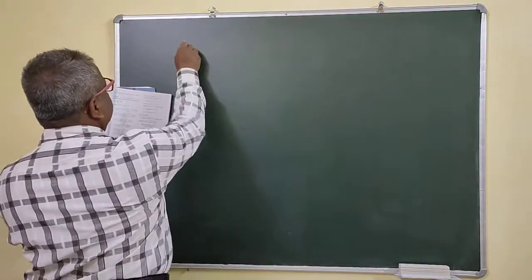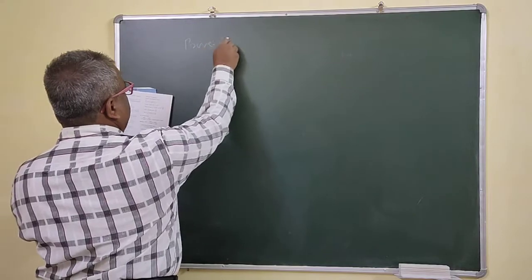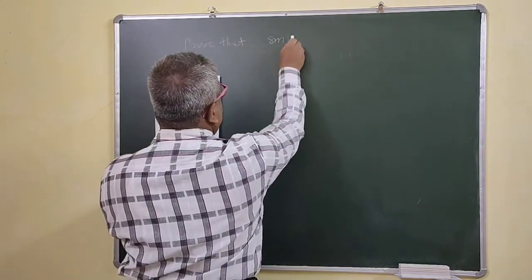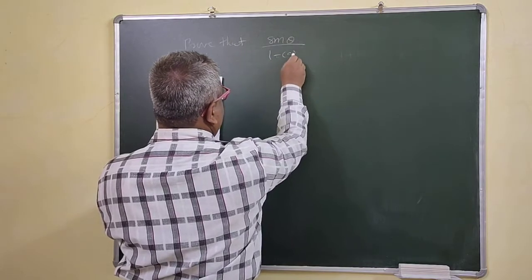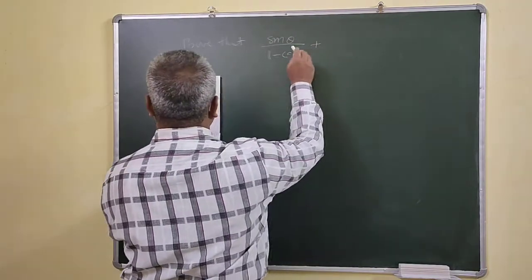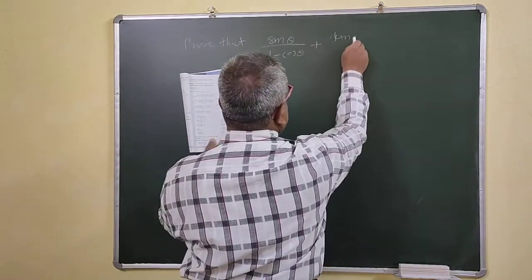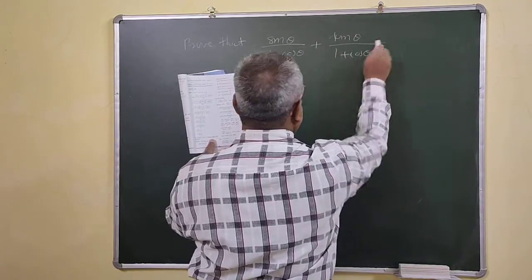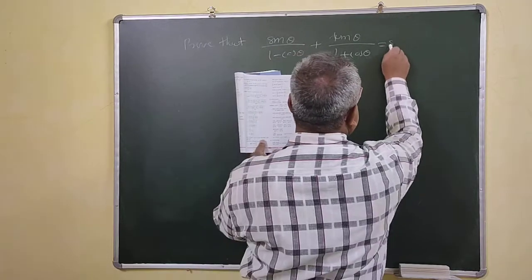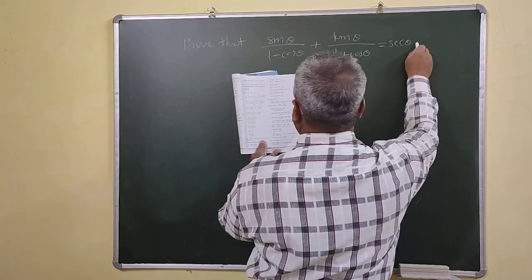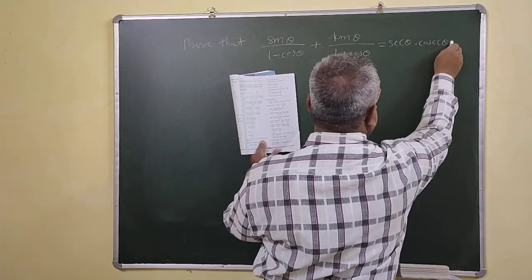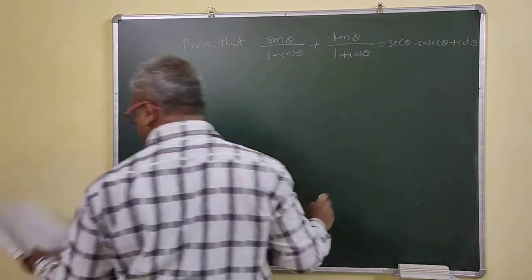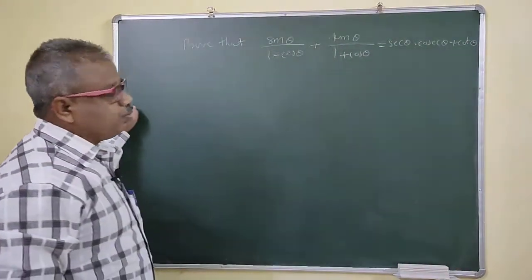Now prove that sin theta upon 1 minus cos theta plus tan theta upon 1 plus cos theta is equal to sec theta cosec theta plus cos theta. This we want to prove.